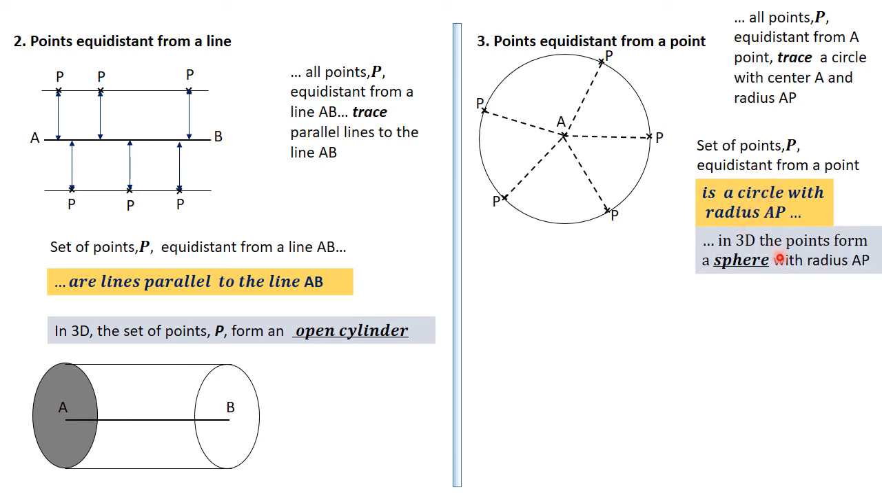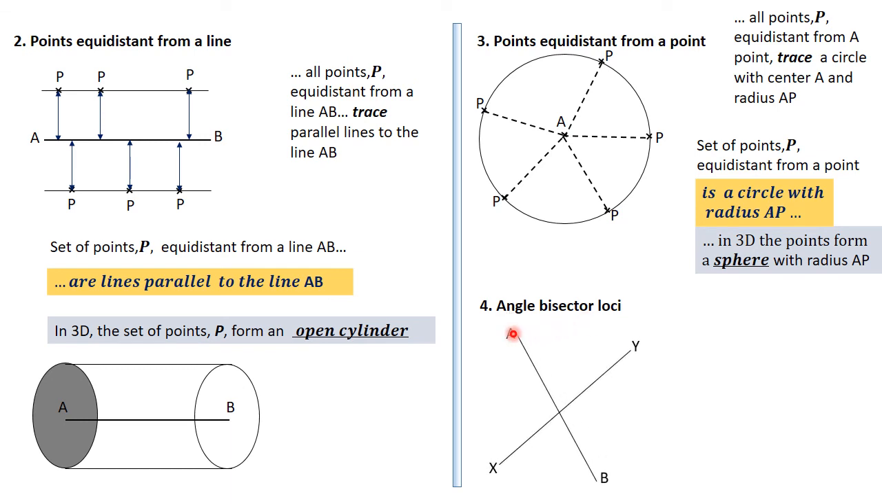Again, in 3 dimensions, this would be a sphere. In 3 dimensions, that would be a sphere. Now the angle bisector loci. This is the last one.